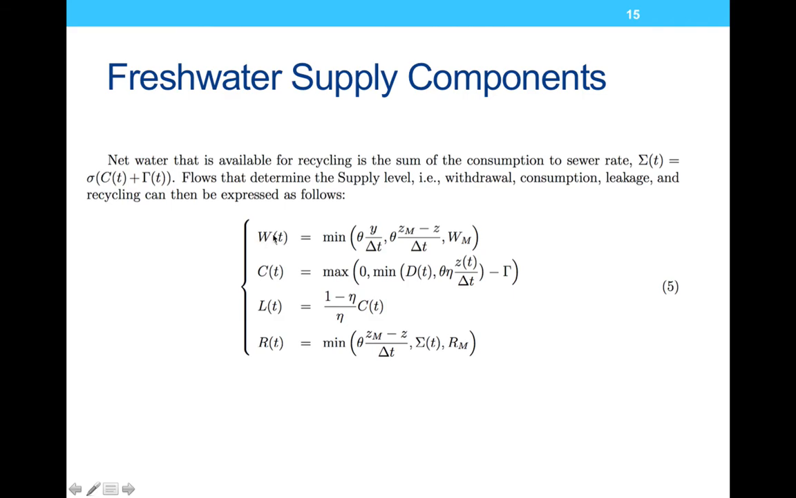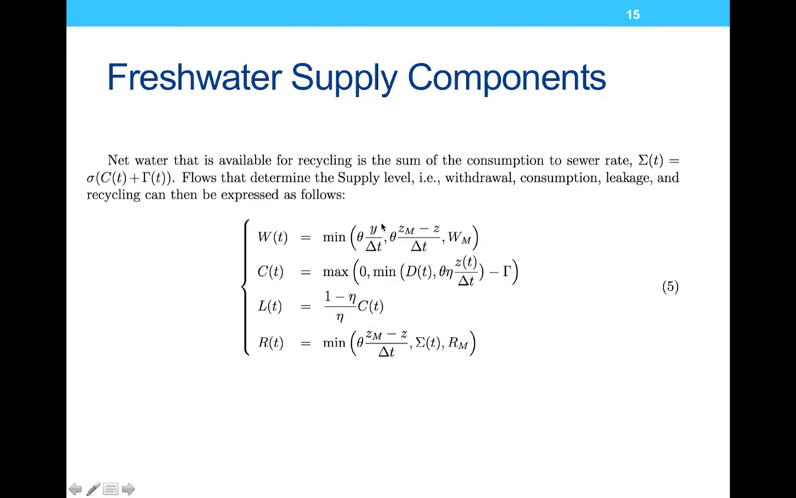Let's look at the water withdrawal. Remember, this is the water that's withdrawn from the sources and converted into supply. What we're going to postulate here, the way we formulate this, is that the water withdrawn is going to be the minimum of three things.